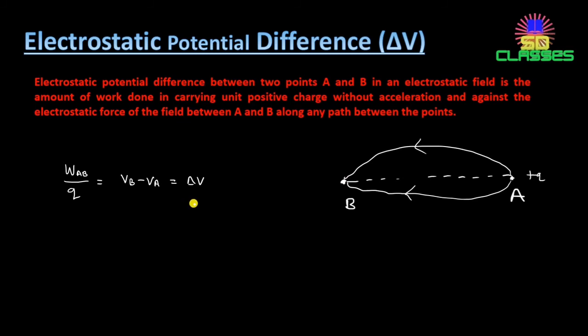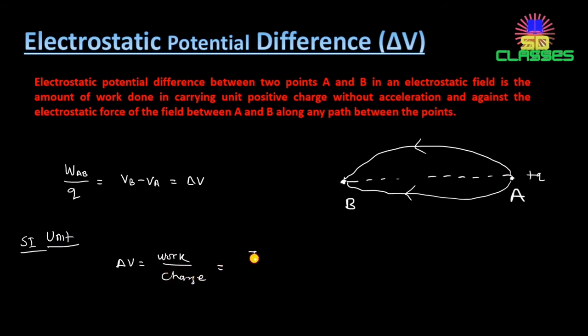So potential difference is the work done to bring a unit charge from point A to point B through any path against the electrostatic force, or we can say inside an electric field. Okay, so this delta V, we are going to discuss the unit of the delta V, that is the potential difference. The SI unit: this delta V is equal to work by charge.